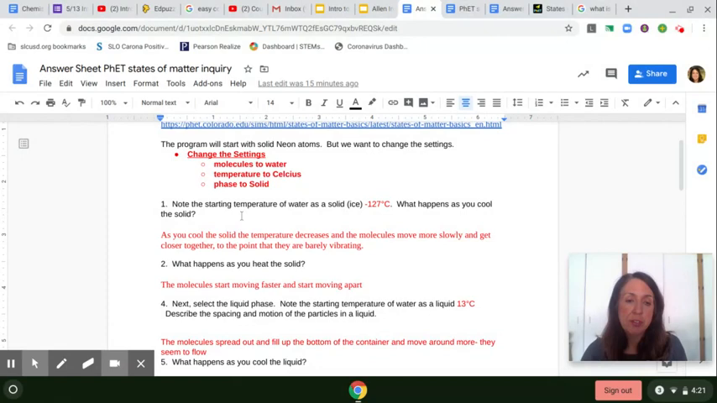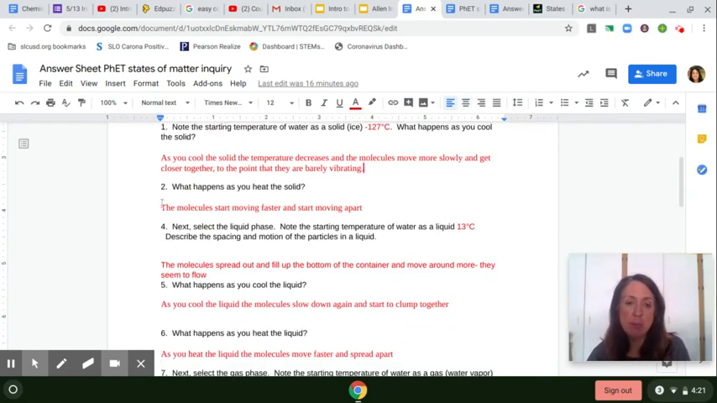The starting temperature of water as a solid is negative 127 on the simulation. It actually freezes at 0, but negative 127 is what they had on the simulation. You should have noted that as you cool the solid, the temperature decreases and the molecules move more slowly. What happens as you heat the solid? The molecules start moving faster and they start moving apart because they're turning into a liquid.